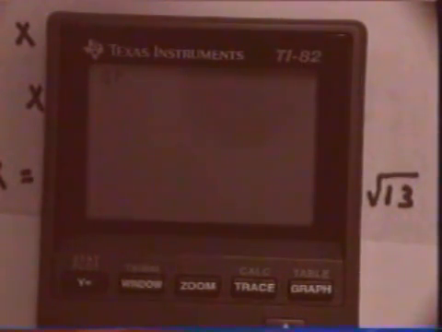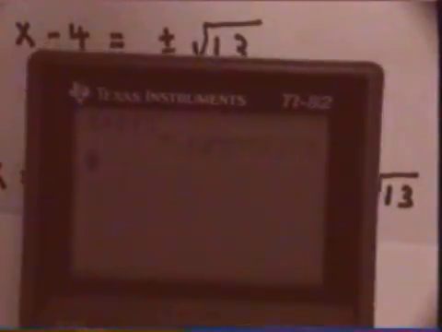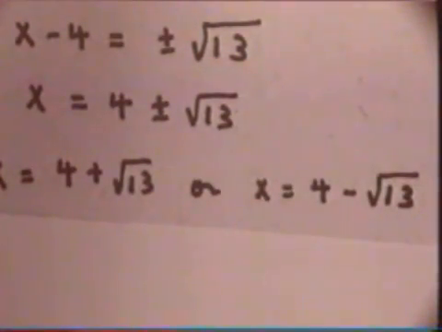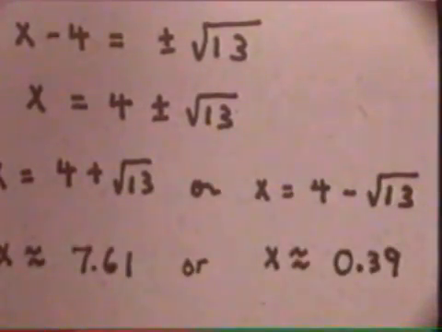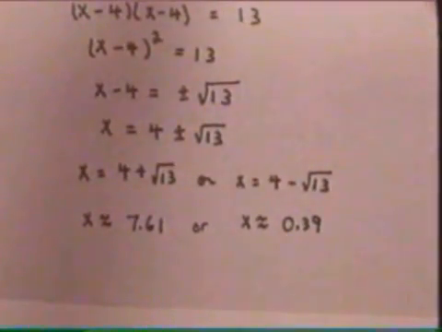4 plus the square root of 13 equals 7.61. See, 7.61 when you round off. So I get x is 7.61, or x is approximately 0.39 when you do the second one. I won't do the second one since I've shown you a couple times how to do it on the calculator.